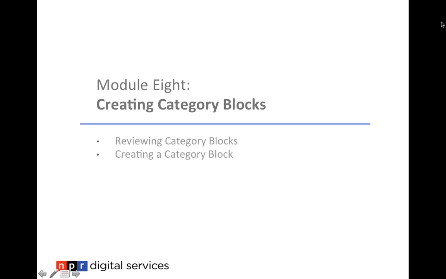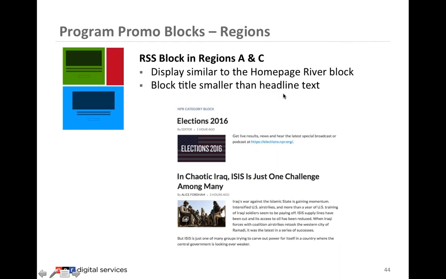All right, so the last type of block that we're going to talk about today is the category block. This is the newest block that we've recently added to the Block Factory. It allows you to create more focused rivers. You already have your homepage river block that exists in your homepage layout manager, and that block is going to contain all content that you push to the river, regardless of the category or the topic or the program. It's going to be everything.